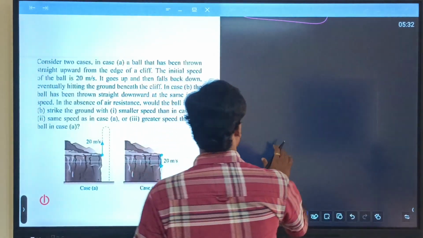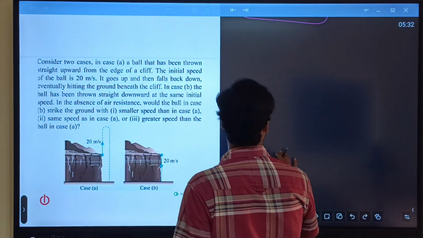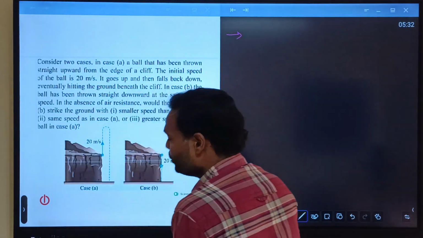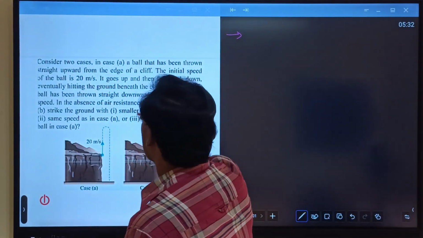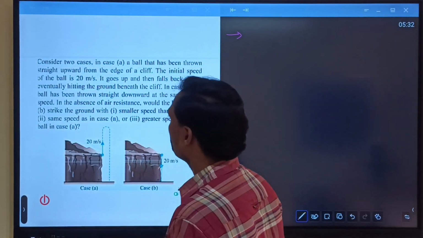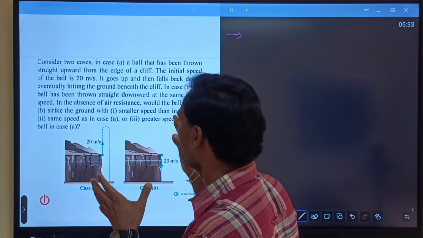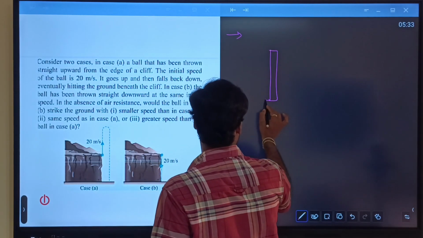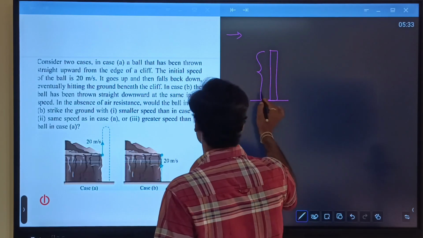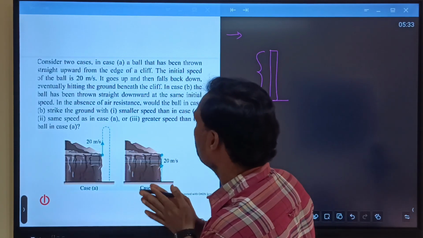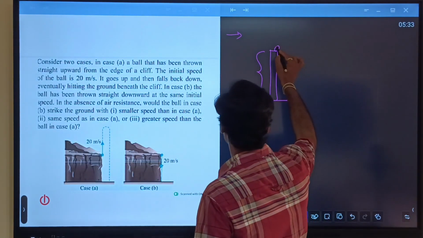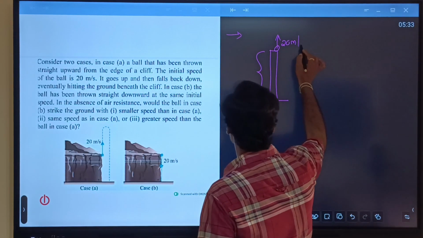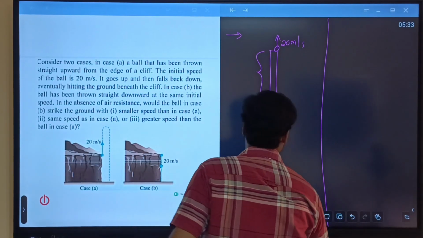Now the first question is, see here, suppose consider two cases. Number one, a ball has been thrown straight upward from the edge of a cliff. Let us assume this is a cliff, and the initial speed of the ball is 20 meters per second. It is moving in the upward direction with a velocity of 20 meters per second.